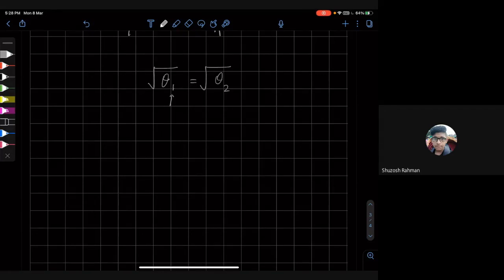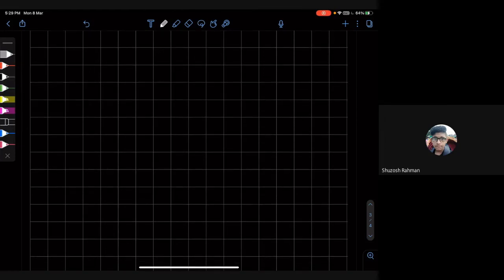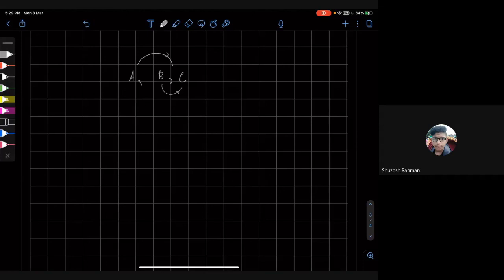So I don't know if you remember when we first talked about the temperature scale. Let me go back to that quickly. We were talking about the zeroth law, right? Remember the zeroth law said that if you have three objects, say A, B and C, and A is in thermal equilibrium with C, and B is in thermal equilibrium with C, then A is also in thermal equilibrium with B, right?